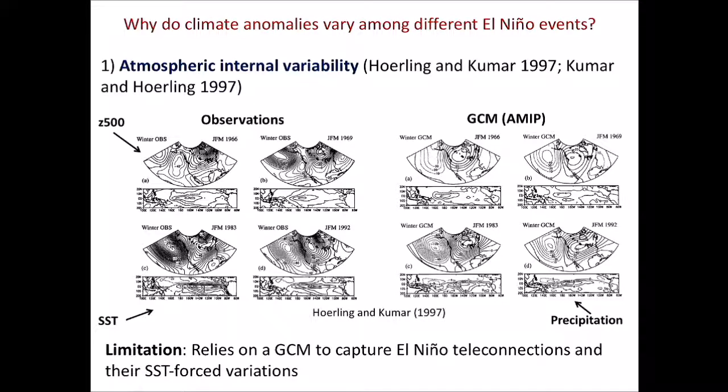But there are limitations to studies like these. For one, it relies on a GCM to capture El Nino teleconnections and their SST forced variations. And our climate models are not perfect, so they certainly may have errors in terms of being able to simulate these variations.